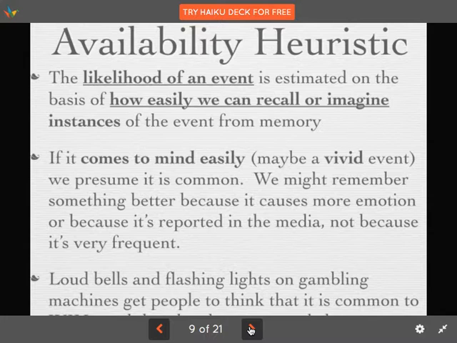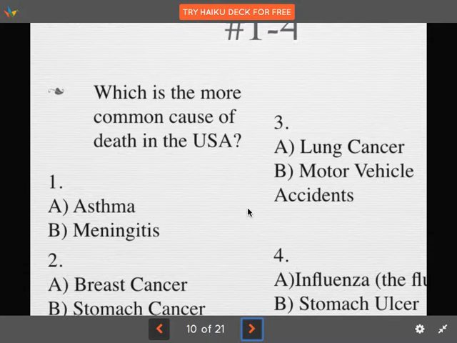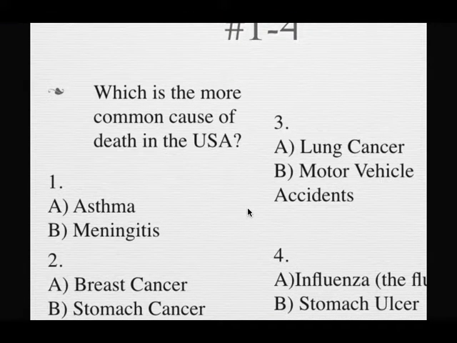Again, if you need to rewind or pause, I know I'm going very quickly. We think something is more likely because it comes to mind first or comes to mind easily. Try this on a piece of paper, number 1 to 4, and tell me what you think is the right answer. Which is more deadly? Now again, what pops in your mind first may not be the right answer, but that's a heuristic.